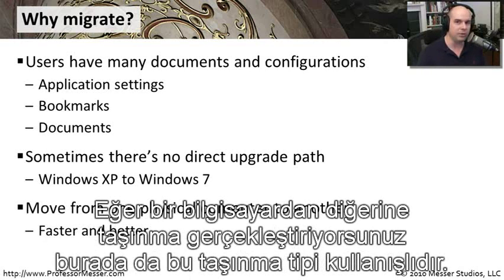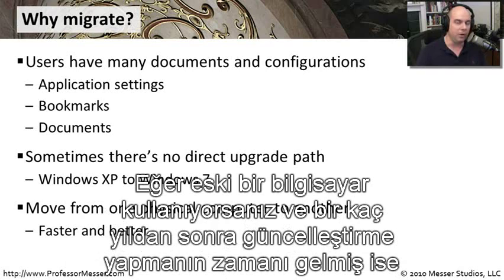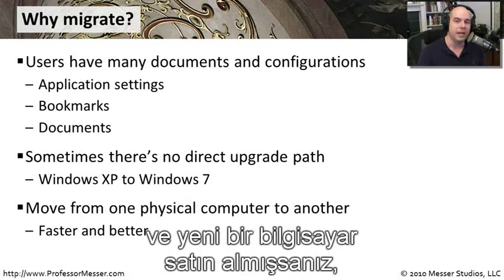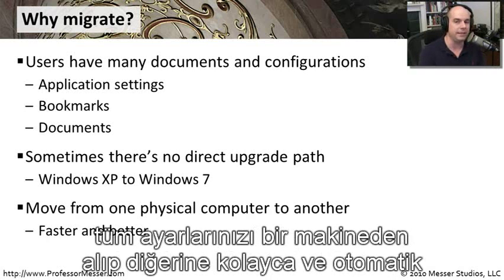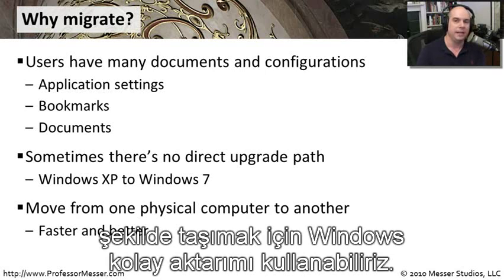This is also useful if you're moving from one physical computer to another. If you're on an old computer, it's time for an upgrade, it's been a couple of years, you buy a brand new computer, it's probably going to have the latest operating system on it. So one easy way to take all of your settings and everything from one machine and easily and automatically move them to another machine is to use a migration tool like Windows Easy Transfer.